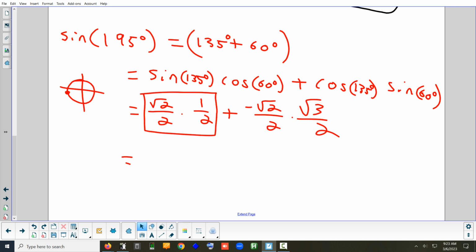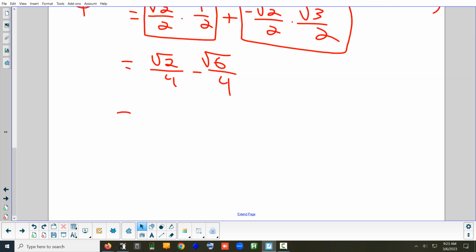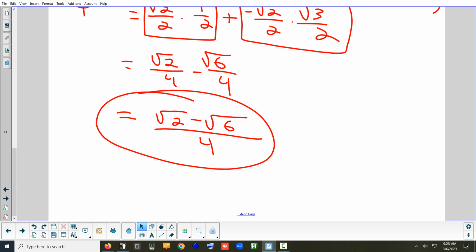Okay, what do you get when you combine those first two together? Square root of 2 divided by 4. Now this is going to become a minus because of the negative right there. What do you get when you combine those together? Square root of 6 over 4. All right. And now the final answer, we just put it all together. Square root of 2 minus square root of 6 over 4.